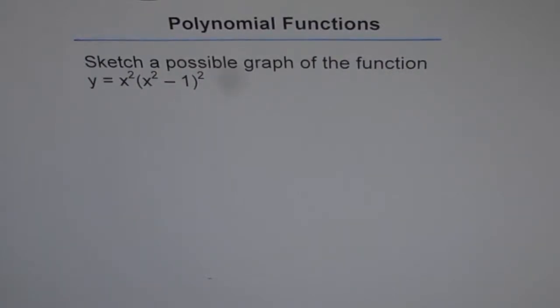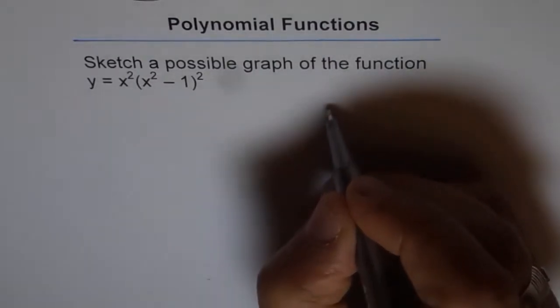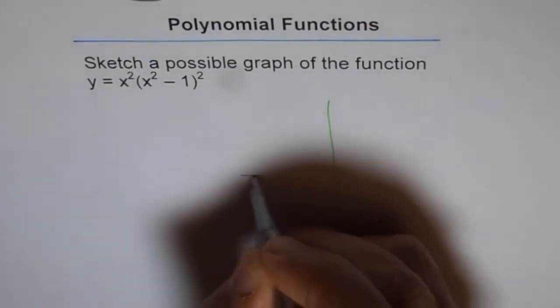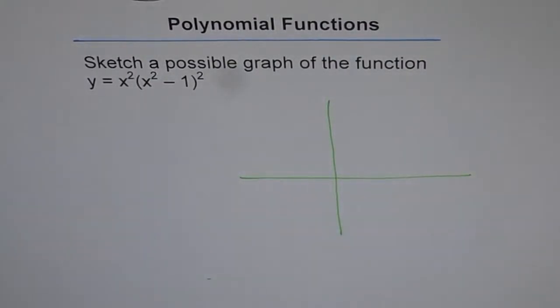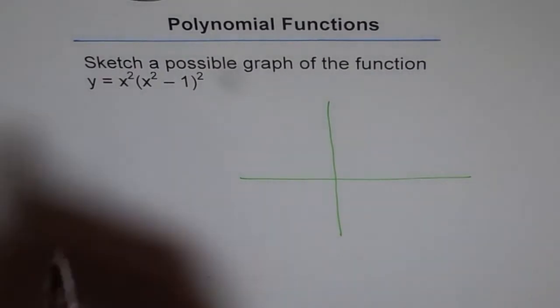Polynomial functions. Sketch a possible graph of the function y equals x squared times (x squared minus 1) whole squared. Okay, so let's try to sketch it here. Let me write down a few characteristics which will help us to sketch the graph. One is the degree. What do you think is the degree of this function?